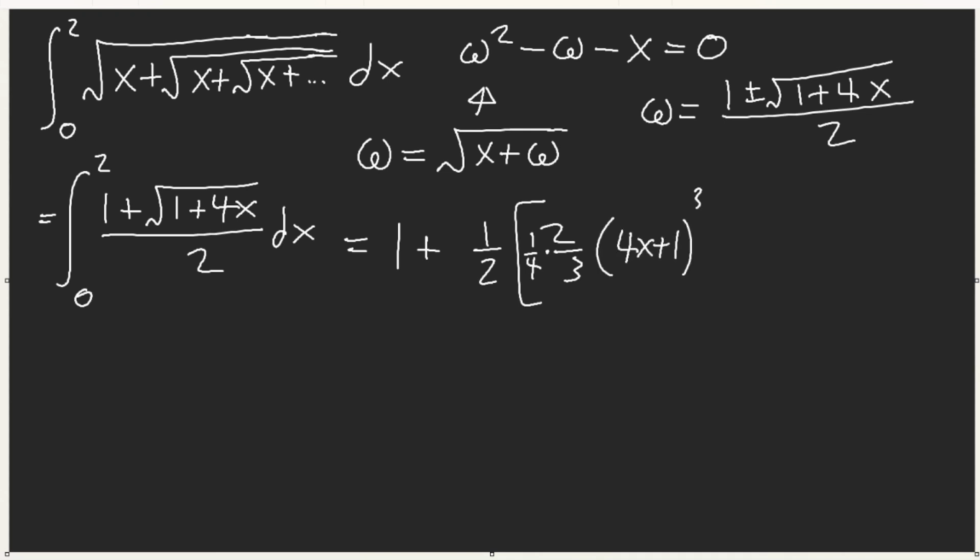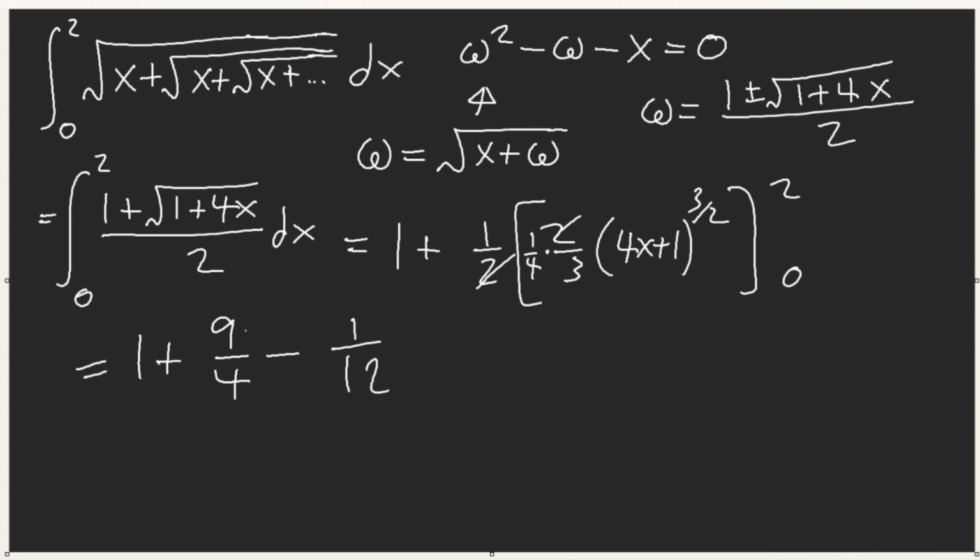x plus 1, 3 half, 0 to 2. Plug in 0, and go like this. Plug in 2, we get 3 to the power 3, divided by 3, we still get 3 squared. 9 over 2, 9/4, minus, and then plug in 0, we get 1, so everything's 1 here. That cancels out, we get 1 over 12. Is that correct? Times 3, 27, 26.